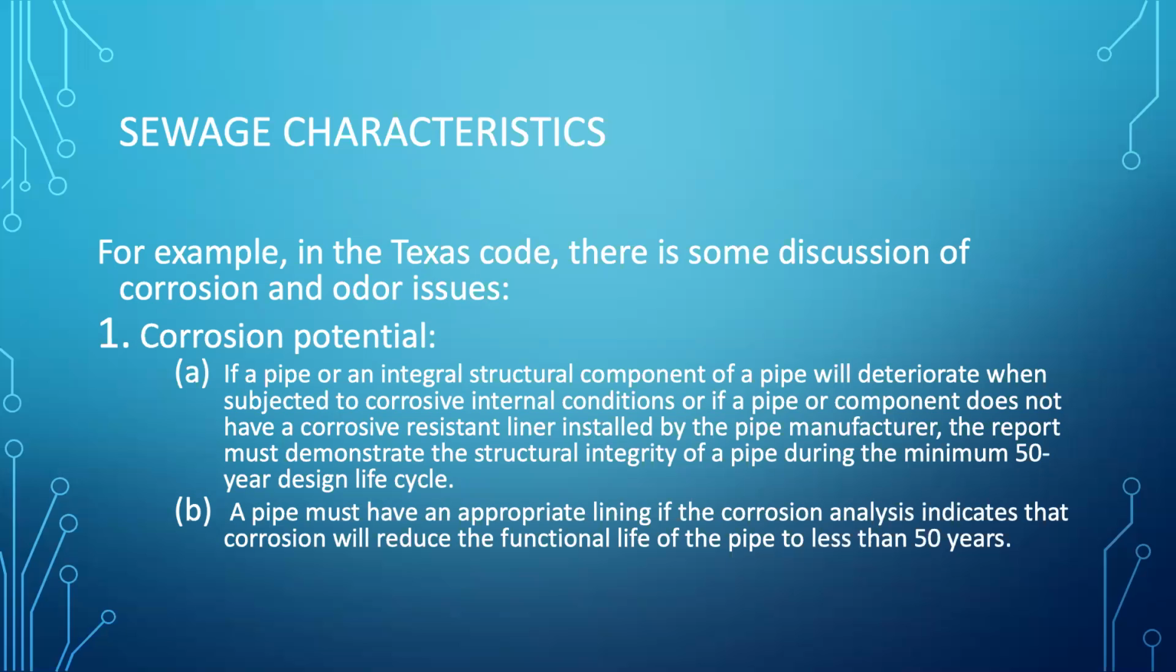In part B of this same section, we'll study this section on Thursday. A pipe must have an appropriate lining if the corrosion analysis indicates that corrosion will reduce the functional life of the pipe to less than 50 years. And there was no statement like that per se with regards to storm sewer.